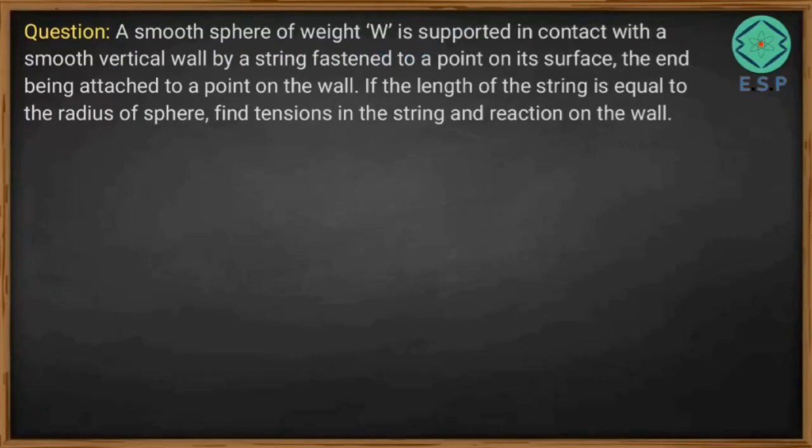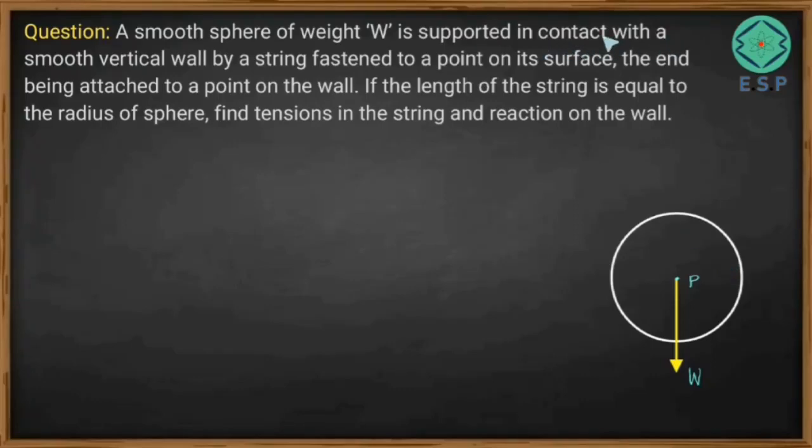So let me draw that first. So friends, this is a sphere. Let's say the center of this sphere, this particular point, is point P and its weight is W. So we have a smooth sphere having weight W. So this particular vector represents the weight of the sphere.